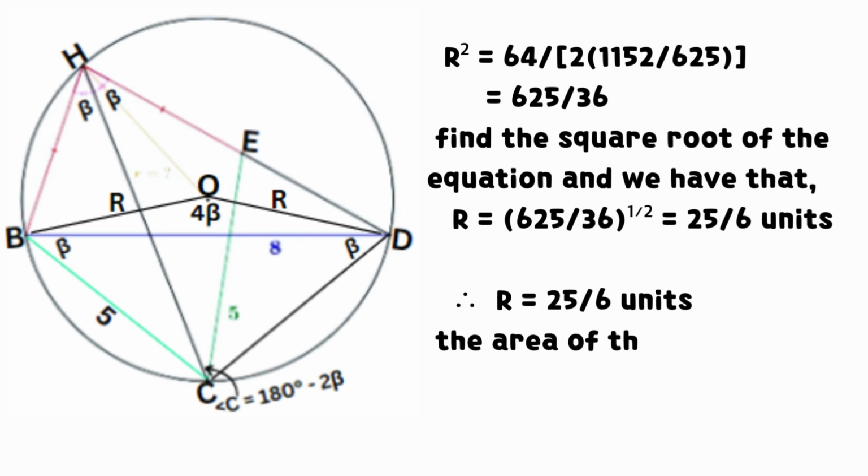Find the square root of the equation, and we have that r equals 25 divided by 6 measured in units. Therefore, r equals 25 divided by 6 measured in units. Also, the area of the circle, A, equals the product of pi and the square of r, which equals 625 times pi all divided by 36 measured in square units.